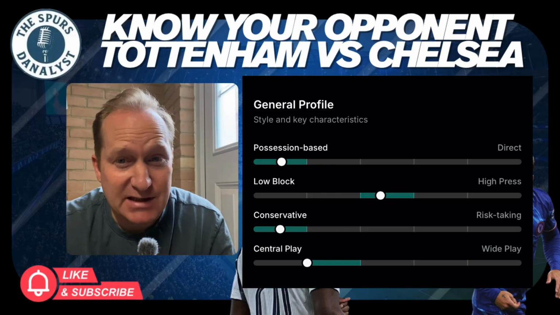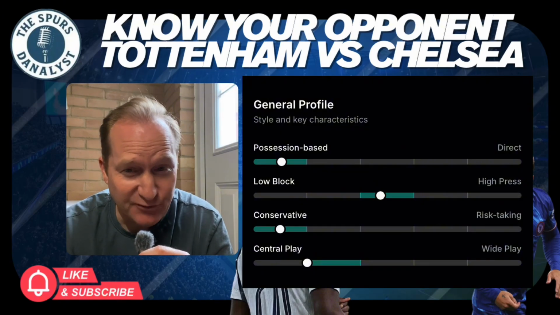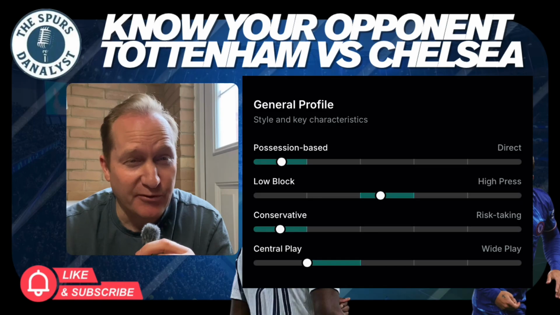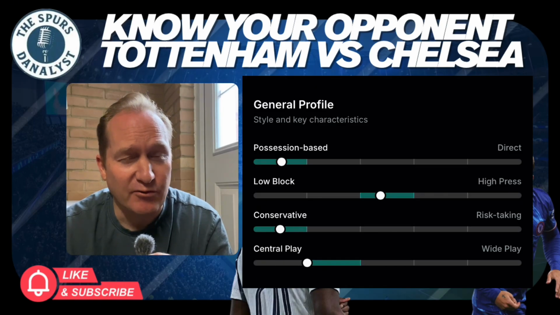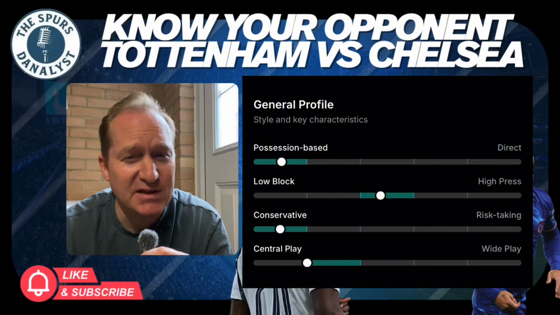Number 4 is the central play, wide play. This slider is far forward towards central play, meaning Chelsea prefer attacking through the middle rather than using width. They build up with a focus on central overloads using midfield combinations. They tend to progress through the centre instead of relying on wingers or crosses. This may reflect a team trying to control central areas and play through the lines rather than around them.